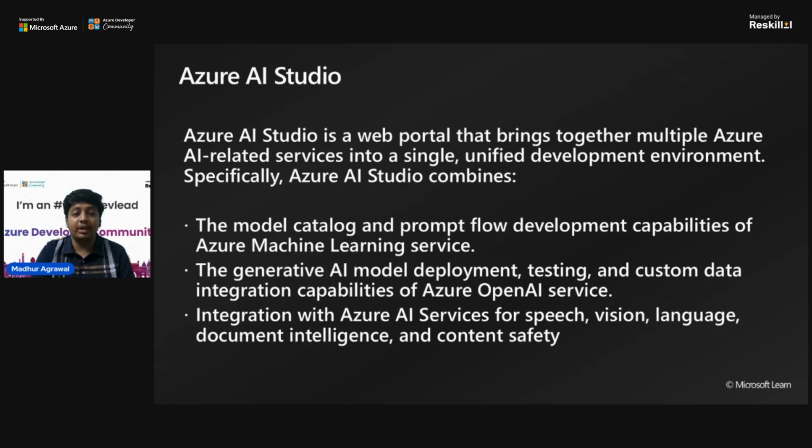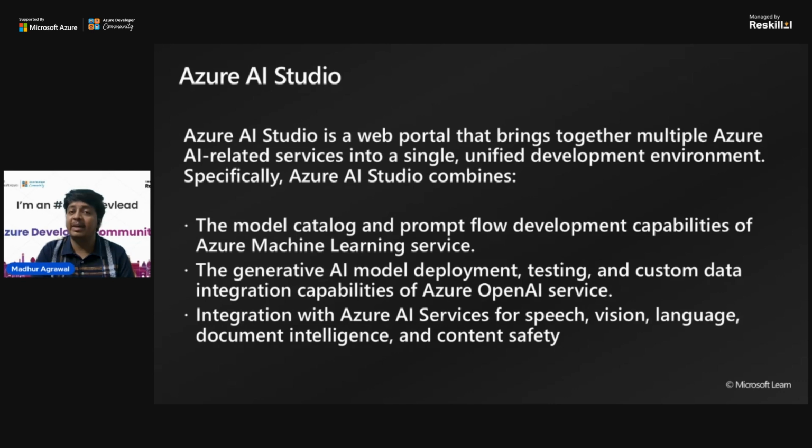The model catalog and the prompt flow development capabilities of Azure Machine Learning service are also there. Microsoft has recently collaborated with OpenAI to get their custom models, that is GPT 3.5, GPT 4, also GPT 3, and all the foundational models that are available on the Azure AI portal. The next thing is the generative AI model deployment and testing, and also bringing custom data and all the integration capabilities that you can have.